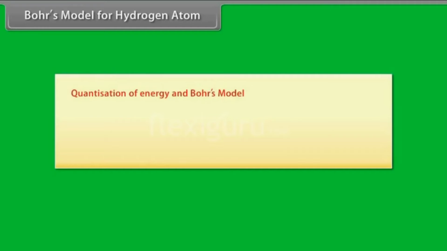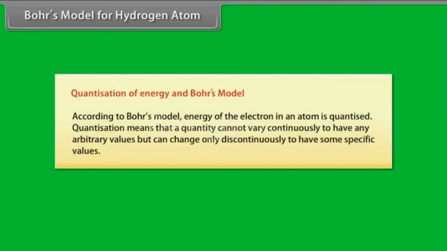Quantization of energy and Bohr's model. According to Bohr's model, energy of the electron in an atom is quantized. Quantization means that a quantity cannot vary continuously to have any arbitrary value but can change only discontinuously to have some specific values.